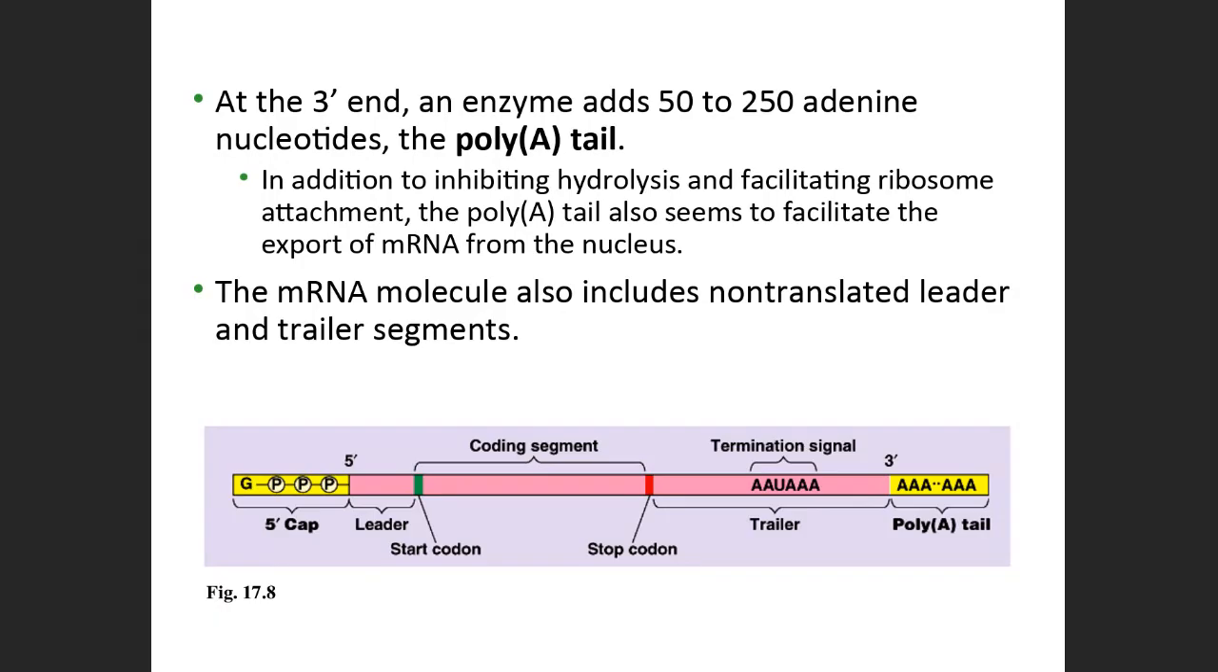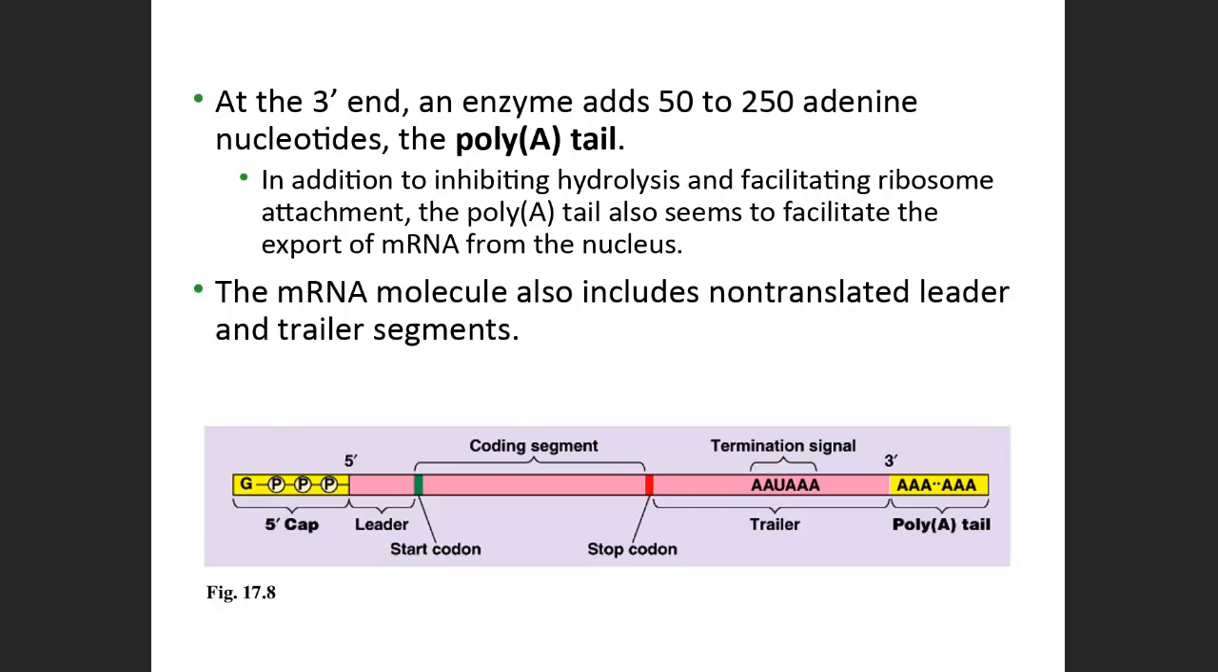And so both of these modifications help to stabilize the messenger RNA molecule, and help it to be transported to the cytoplasm where it can hook up with a ribosome. This does not happen in prokaryotes. There is no 5' cap, no poly A tail, right? Because in prokaryotes, transcription and translation can occur simultaneously. So no modifications to the messenger RNA in a prokaryote are required. All this happens in eukaryotic cells.